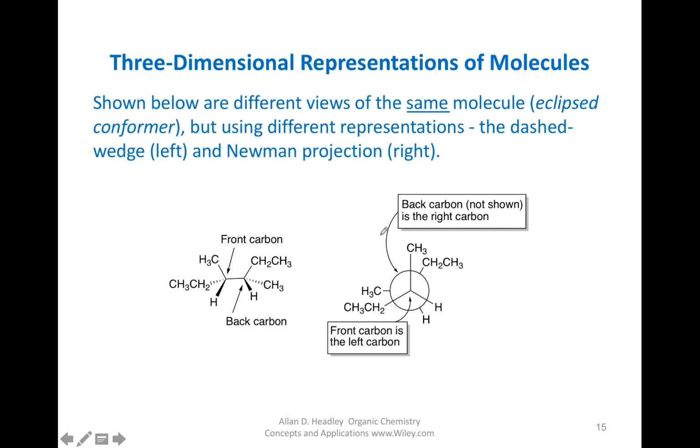Okay, let's see. So here again is another example of the same molecule. This time it's the eclipse. So here is the eclipsed, and this is the dashed wedge. You can look at this carbon as the front, and this carbon here at the back is at the back, so we use the circle here, and here are the groups that one will see if you look down this front carbon.